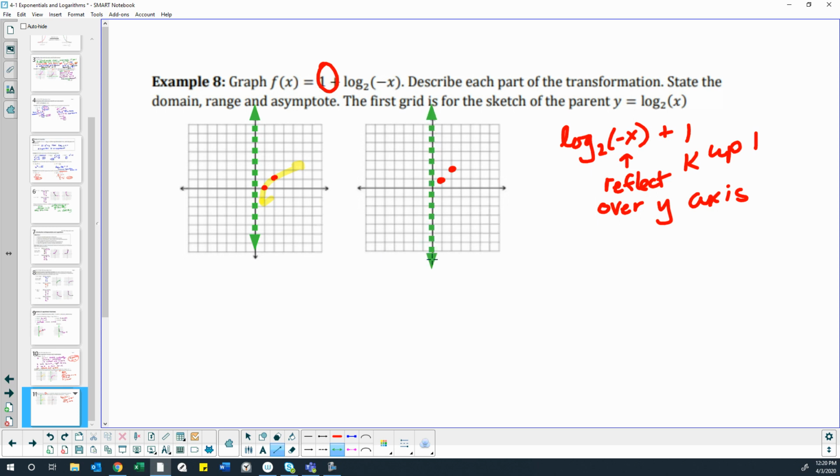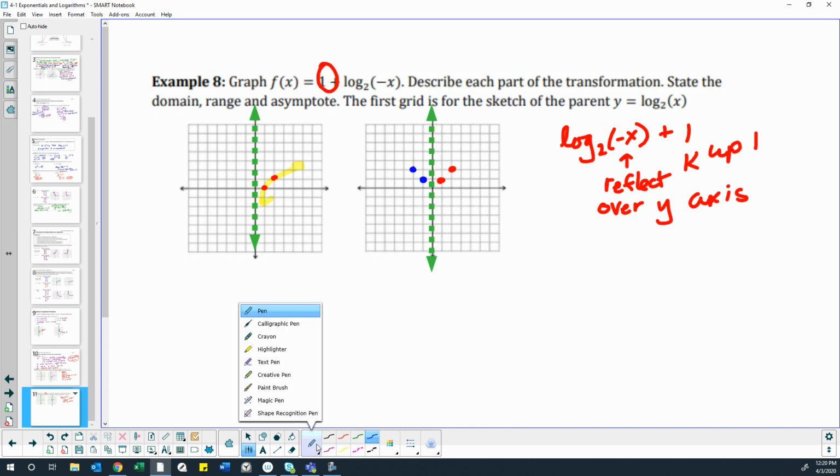And the other thing we just need to worry about is the reflection. So the reflection over the y-axis is going to take that point and put it there, and that point and put it there. Our final answer is going to be this graph right there. I missed my point, but something to that effect, I think. So it has moved up 1 and reflected over the y-axis.